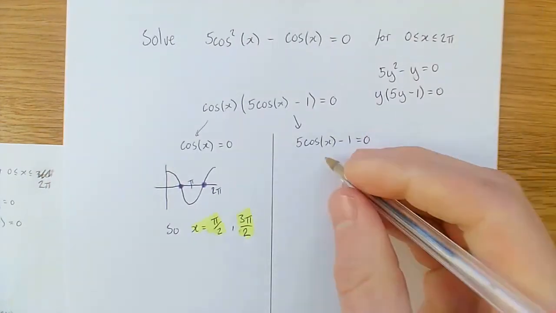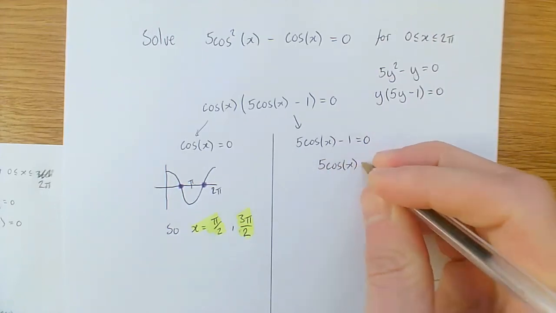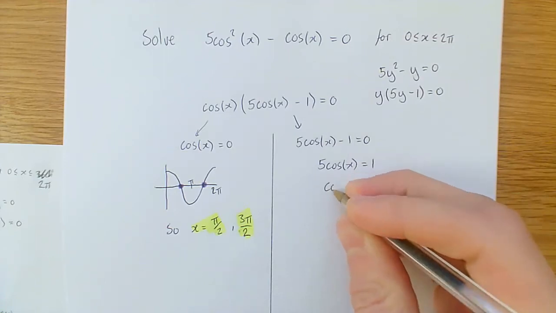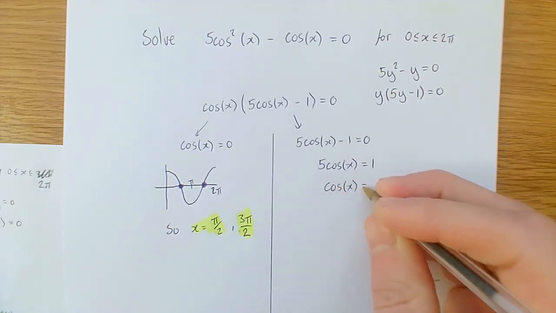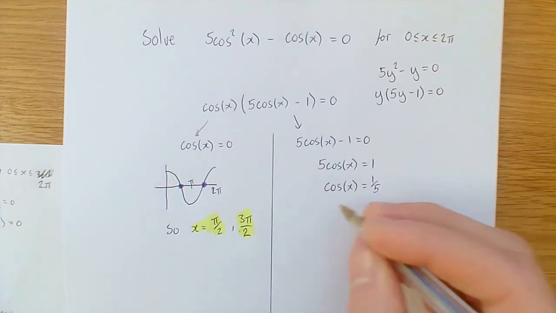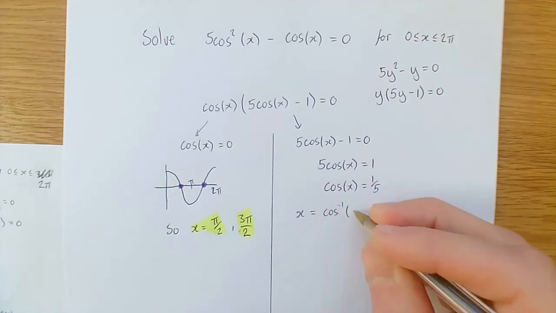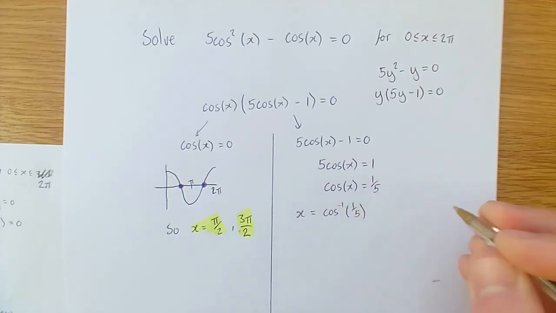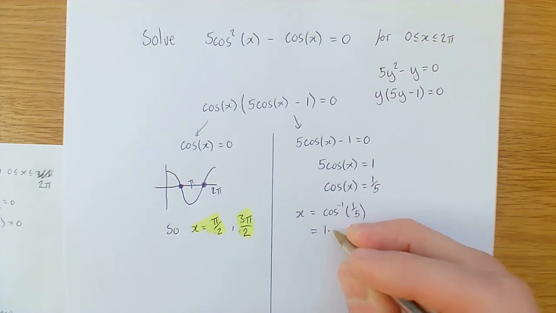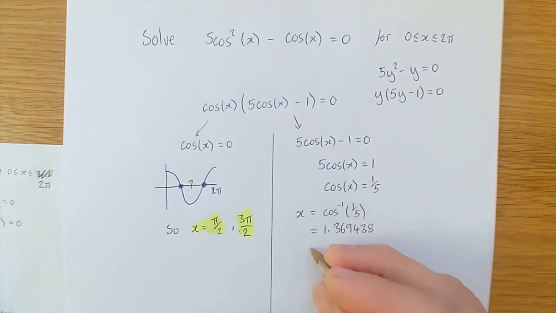Moving on to our second half, that's this one. We've got 5 cos x equals 1. And so cos x equals a fifth. Now, it doesn't matter which method we're using. We're going to do x equals cos to the minus 1 of a fifth and find out what that gives us. And remember to put your calculator in radians mode. It's going to give us that. And let's round that to 1.37.